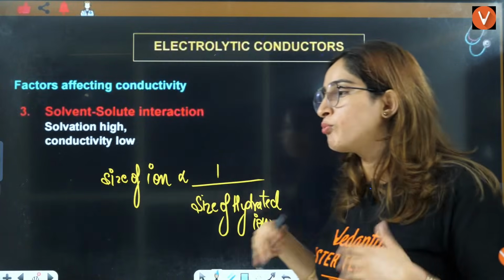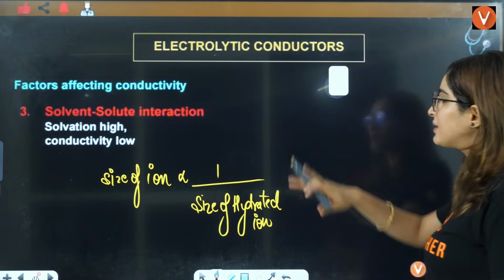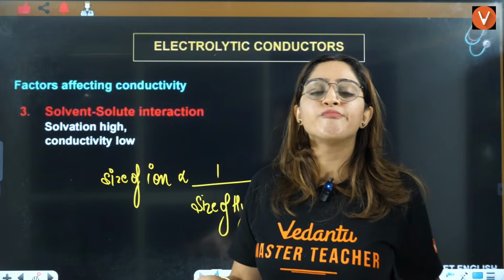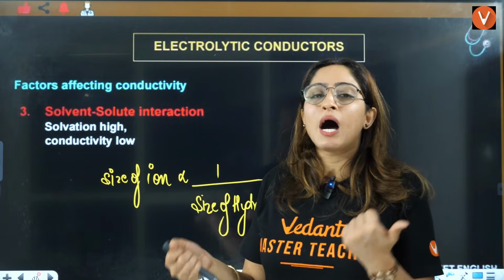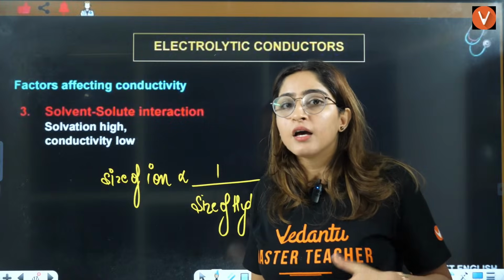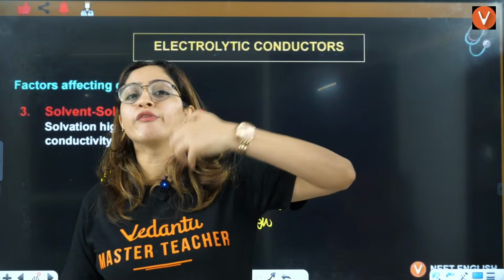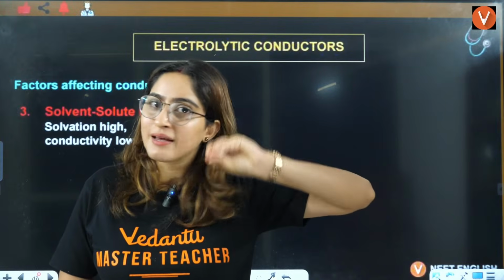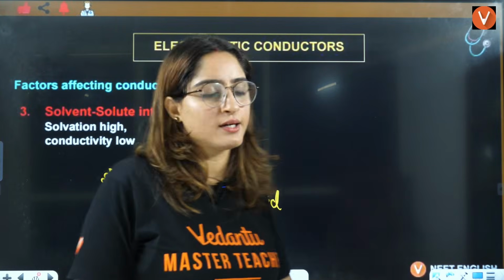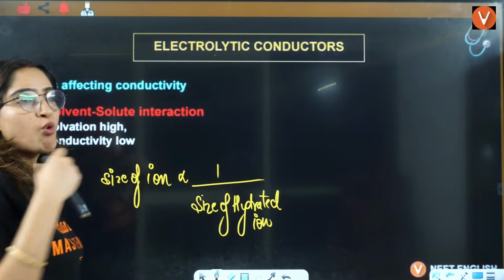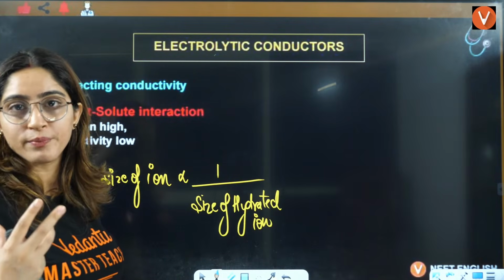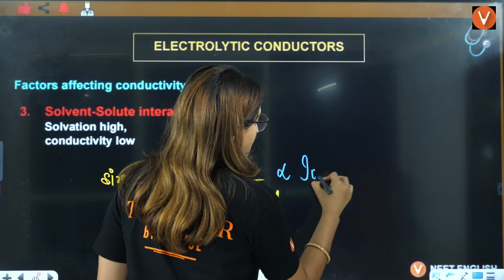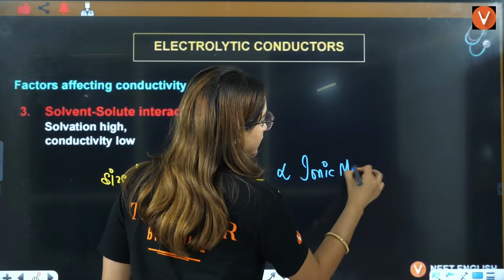Now tell me about the mobility. Just this simple thing. If someone is very heavy, has a lot of mass, and you ask them to run in a race, because they have to carry their own weight, they will find it very difficult to run. Mobility is going to be slow, right? Similar thing happens here. If the size of the hydrated ion is more, then the ionic mobility will be less.